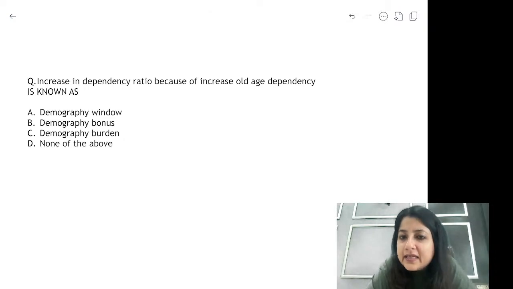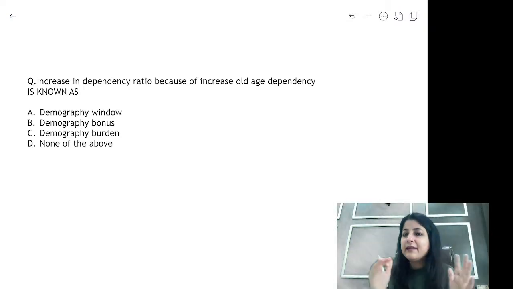Increase in dependency ratio because of increased old age dependency is known as, what is the answer to this? Increase in dependency ratio because old age dependency is increasing, what do we call it? Demography window, demography bonus, demographic burden, none of the above.